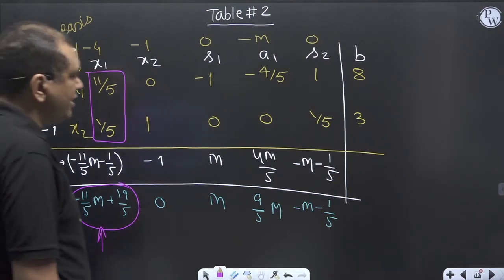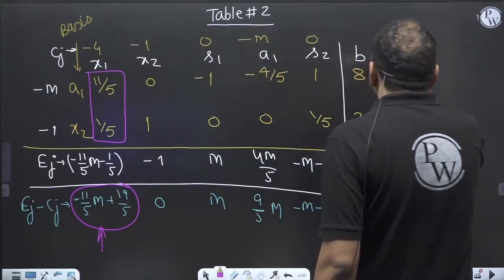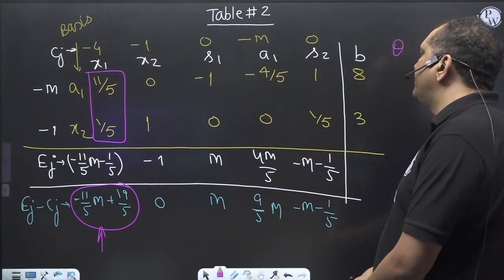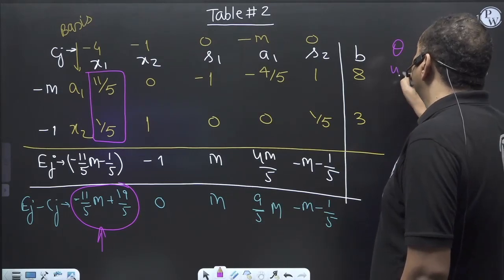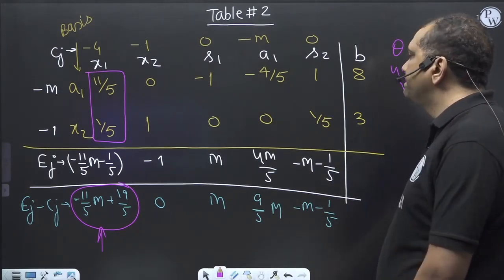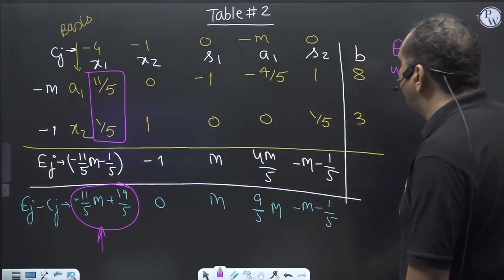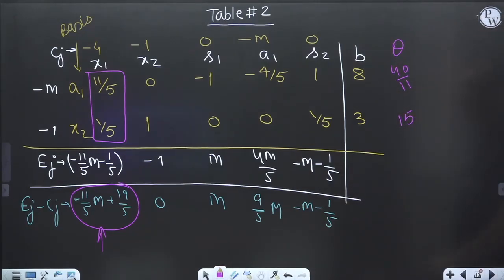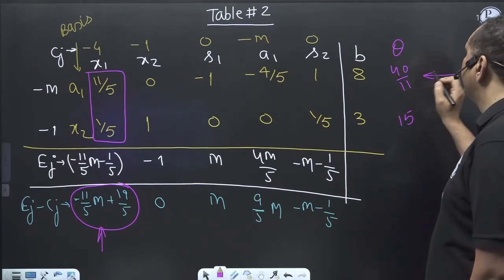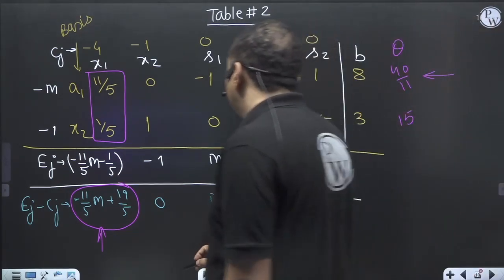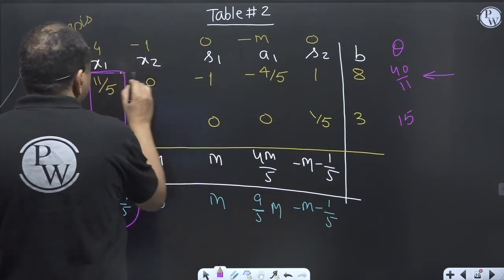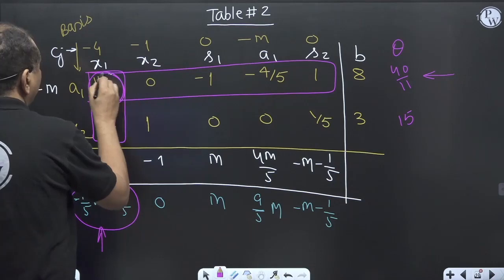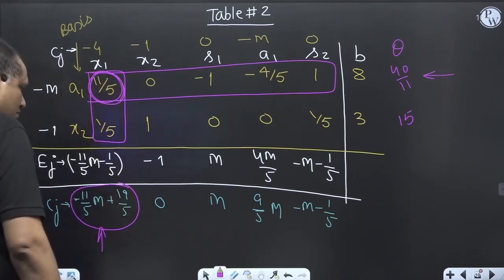So now calculate the theta column. 8 divided by 11/5, so 40/11. 3 divided by 1/5, so 15. This is the minimum positive. This is the entering row. And this is the pivotal value.